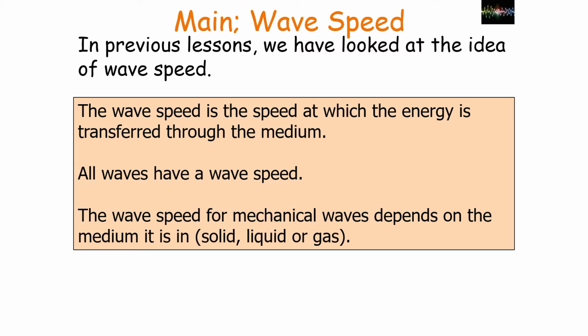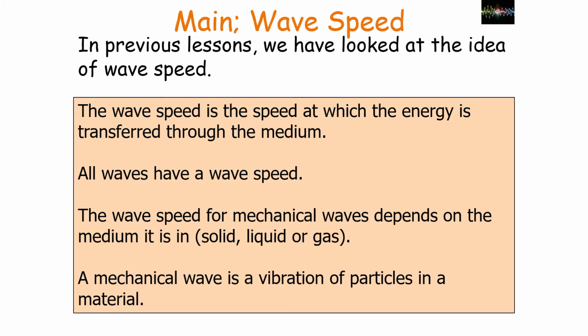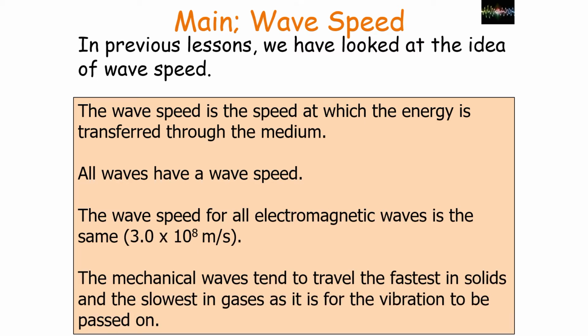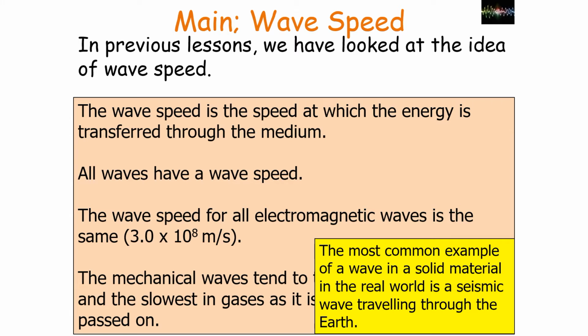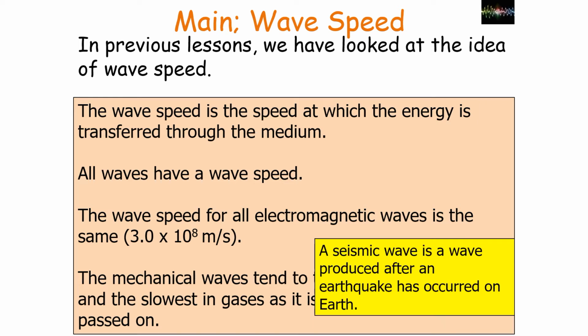But the wave speed for a mechanical wave depends on the medium it is in, solid, liquid or gas. So a mechanical wave is not a vibration of the electromagnetic field, rather it's a vibration of the particles in a material. Mechanical waves tend to travel the fastest in solids and the slowest in gases, as it's easier for the vibrations to be passed on in solids as compared to gases. The most common example of a wave in a solid material in the real world is a seismic wave traveling through the Earth, which is a wave produced after an earthquake has occurred on Earth.